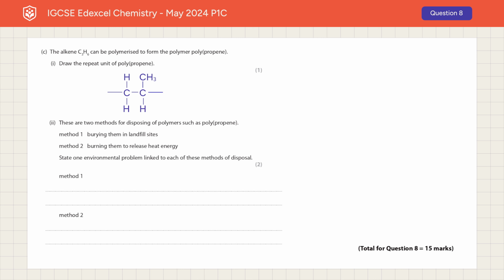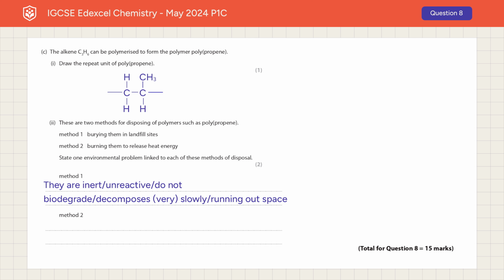What happens to this plastic when we're done with it? We need to state an environmental problem for 2 common disposal methods. Method 1, burying in landfill sites. The big problem here is that most polymers like polypropylene are non-biodegradable. They don't break down naturally for hundreds of years, taking up vast amounts of space and causing long-term land pollution.